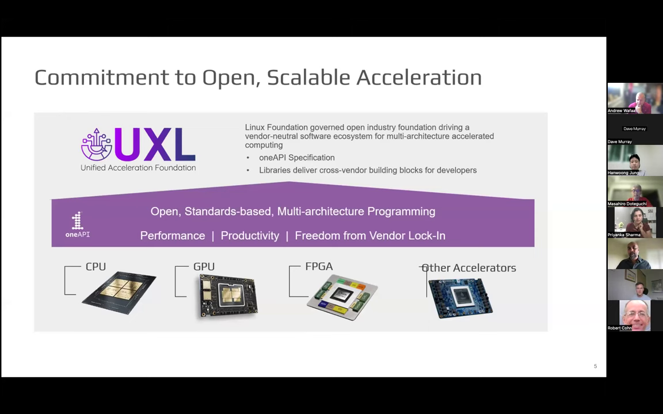So ultimately, our goal is to deliver the building blocks that the majority of developers need so that they can build applications that achieve great performance regardless of the vendor or architecture.